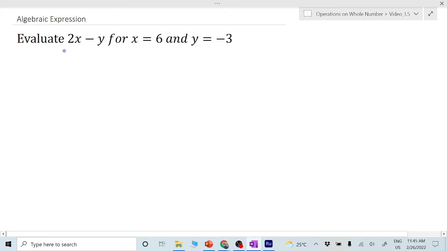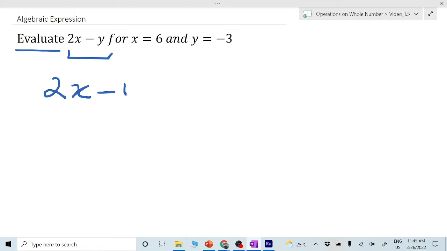So let's evaluate the expression 2x minus y. And I'm going to replace those values, x by 6 and y by negative 3. That means evaluate this expression. So let's repeat first the expression itself and then do the replacements.